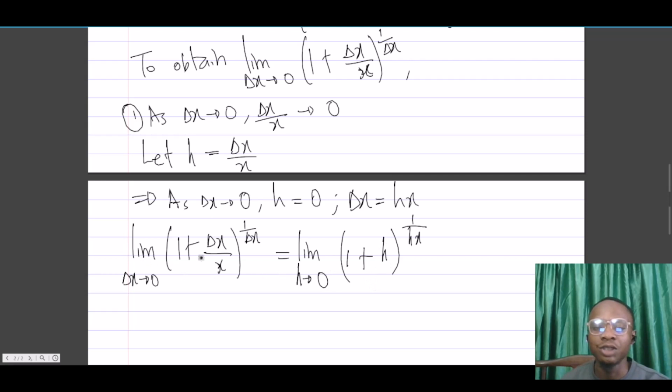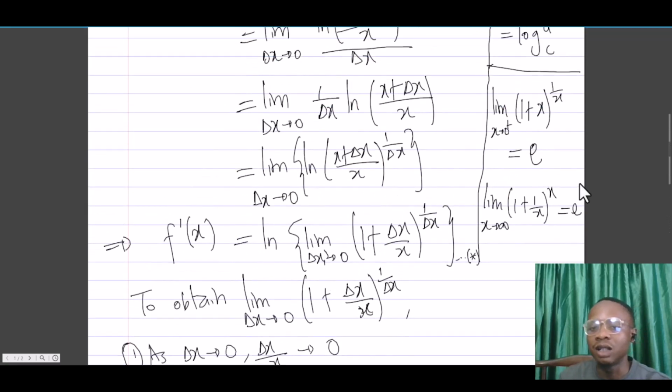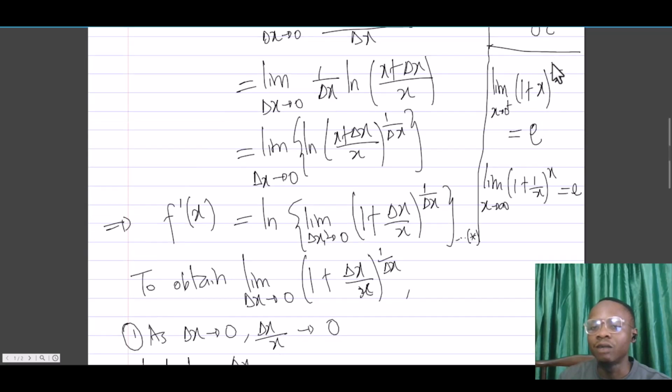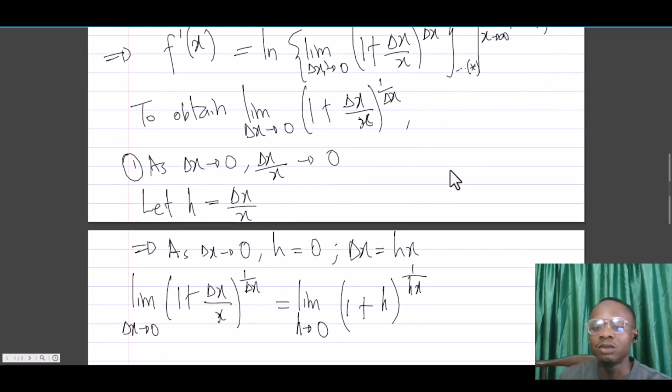We have successfully changed the variable from delta x to h. So if we compare it with these limits, we see that for this case, we have our variable to be x approaching 0. Here we have the variable to be x, and we have 1 over x here. So the only thing different is the fact that we still have x left here. Don't forget that we know for this situation that our x is the constant.